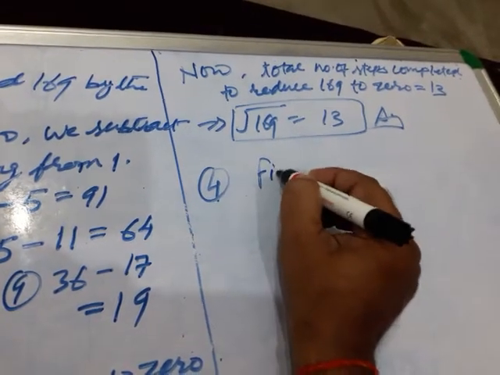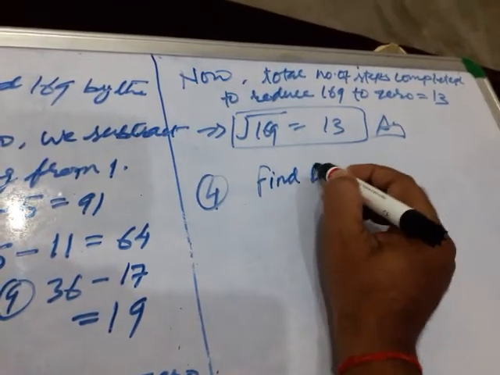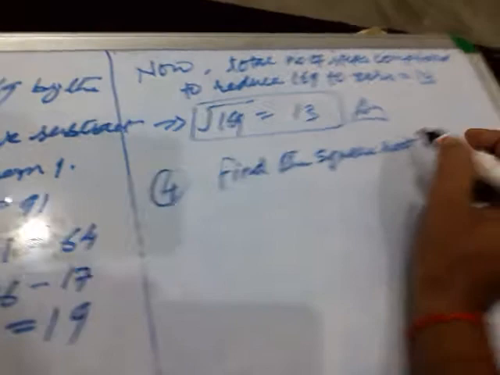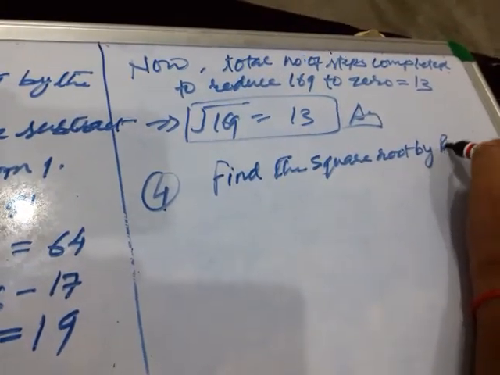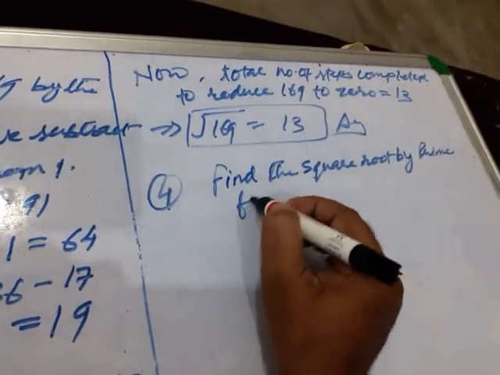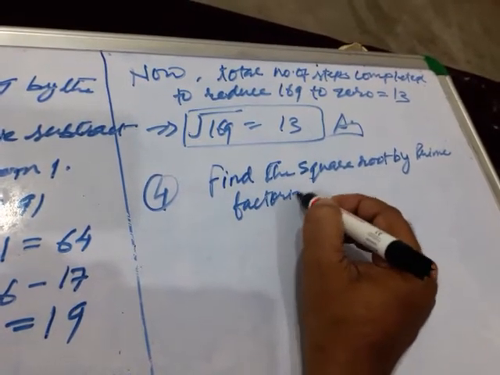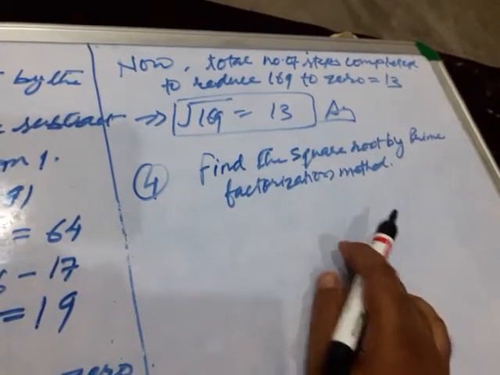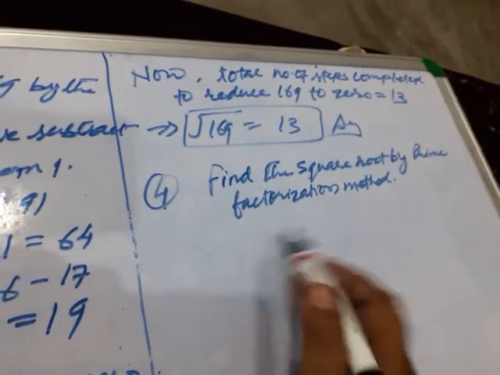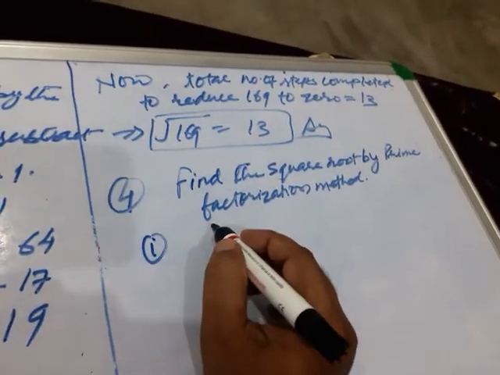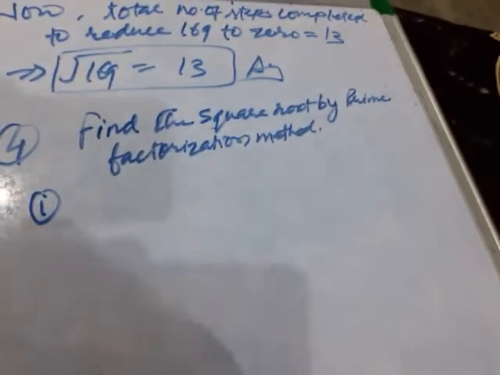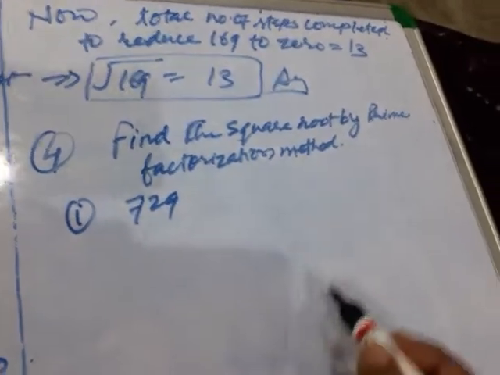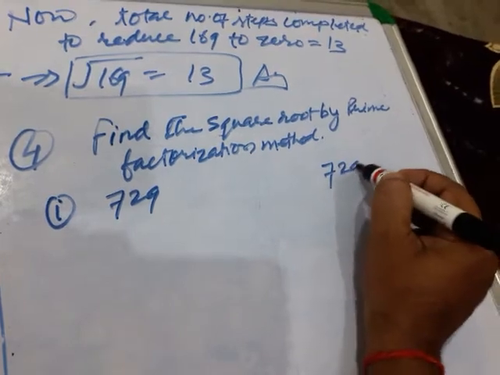Find the square root by the prime factorization method. Okay children, let us see the first question, that is 729. We have to find its square root. Let us find out the prime factorization of 729 here.